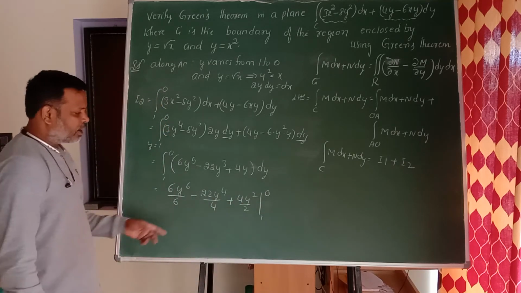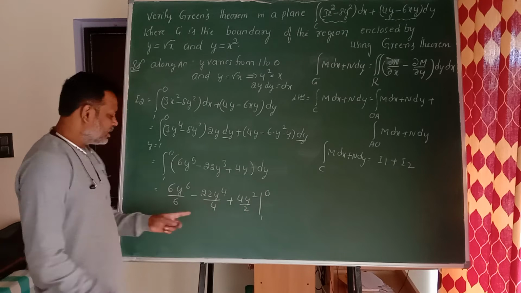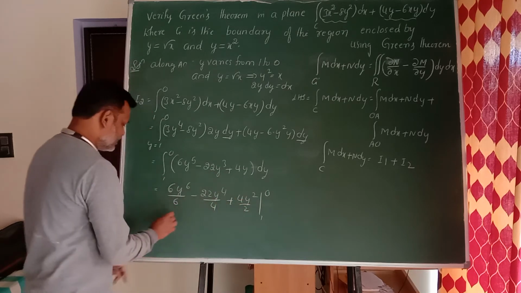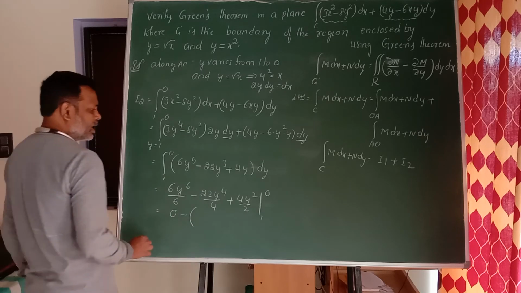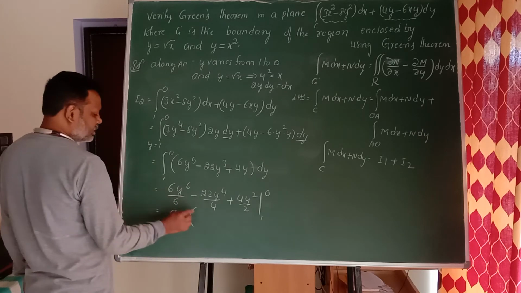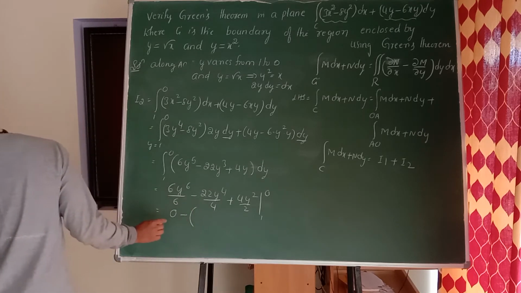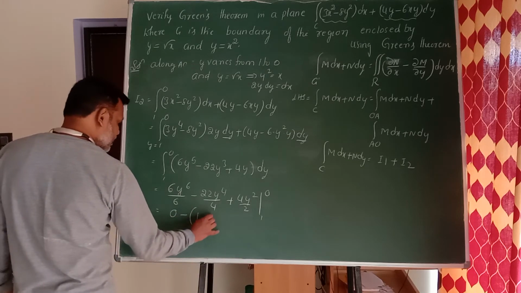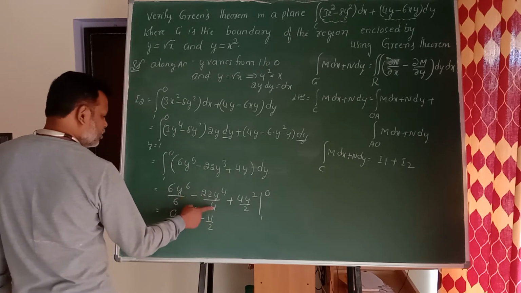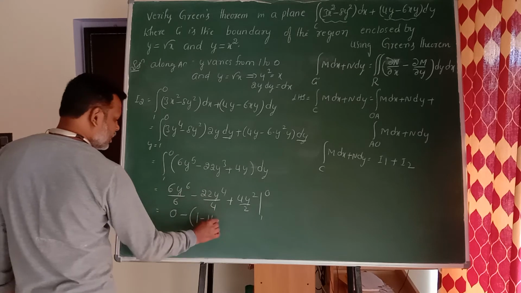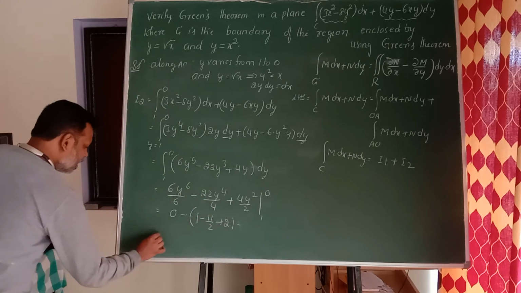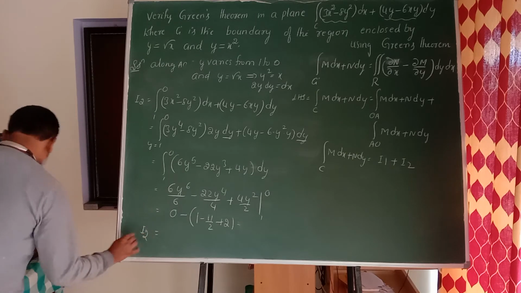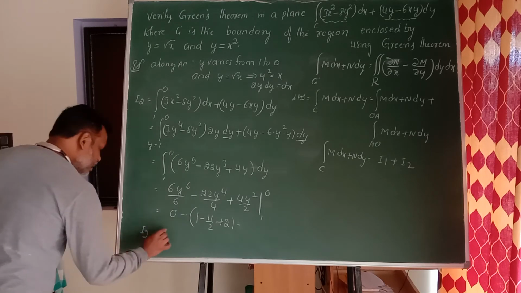Here there is no need of applying the upper limit because the upper limit is 0. So the upper limit gives 0 minus the lower limit. What does the lower limit give? By applying it, the quantity is 1 − 11/2, because 22/4 is 11/2, plus 2. After simplification, what is the answer? I2 is 5/2.